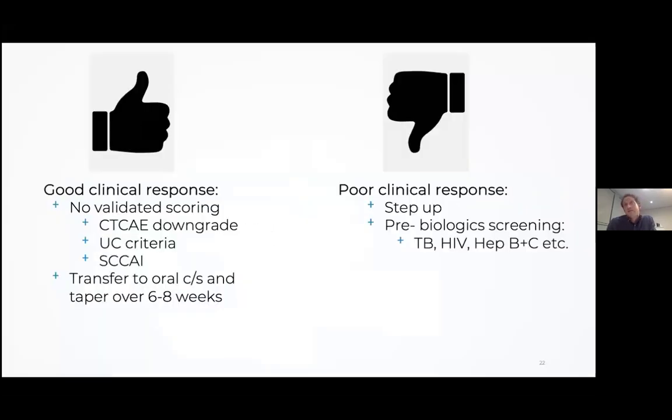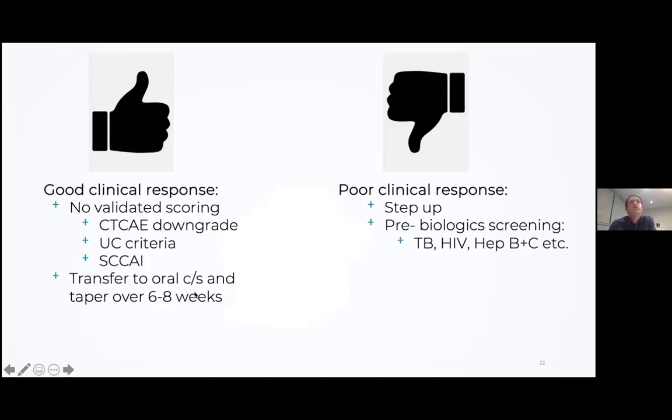And then really, again, similar to UC, on day 3, patients are either getting better or they're getting worse. In terms of how we know patients are getting better or getting worse, there is no validated criteria, and we extrapolate it. If patients are improving and their common terminology grade is downgrading, then that would be considered clinical response. We would potentially use UC criteria by extrapolating it, or these simple clinical colitis activity index scores.